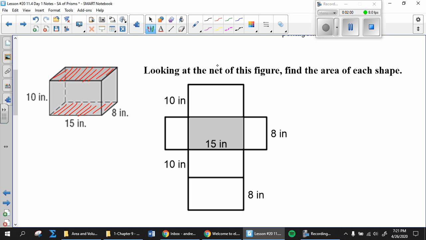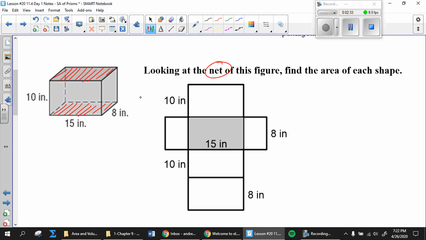If I were to look at the net of this figure, so a net is simply if I take this 3D shape and I unfold it and I lay it flat, it's the shape that we get. Okay, so this picture right here is the net of this rectangular prism. It has 6 faces. Here's the 6 faces, 1, 2, 3, 4, 5, 6 of this rectangular prism. And if I were to find the area of all 6 of these faces, that would give me the surface area, because that would give me the area of all the surfaces here.